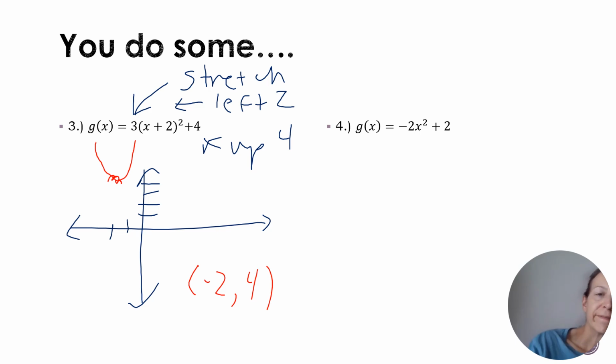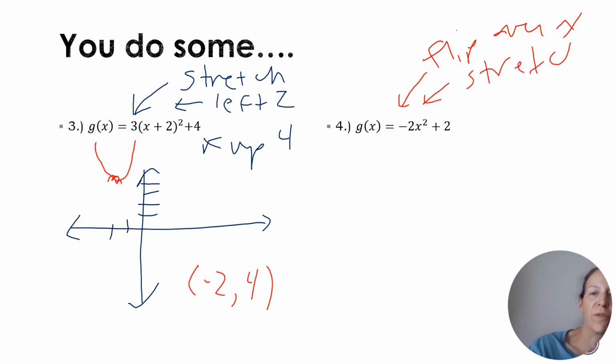Right here, we have a flip over the x-axis. We are also going to stretch it out, so that's fun. Neither one of those actually affect this problem. No left or right, because there's no adding or subtracting inside the squaring. And then this is up 2.